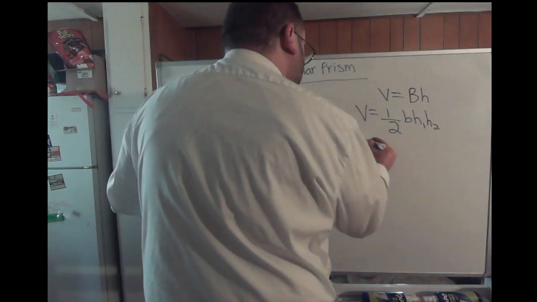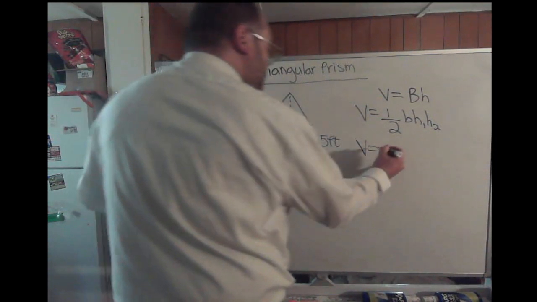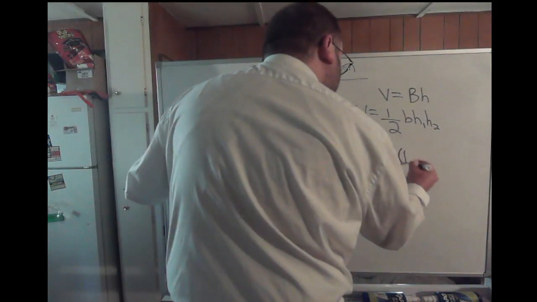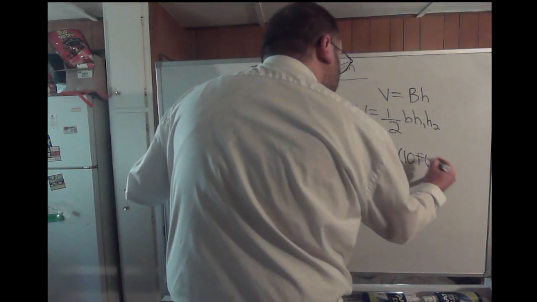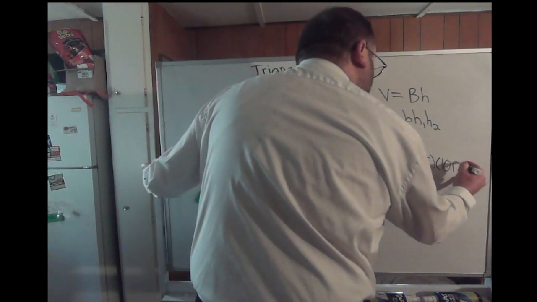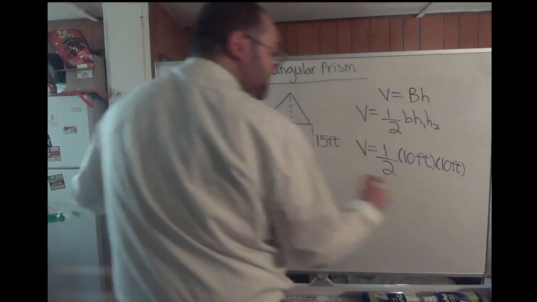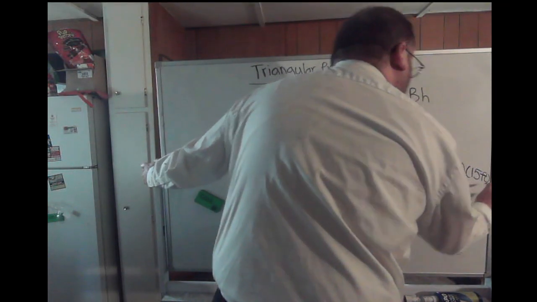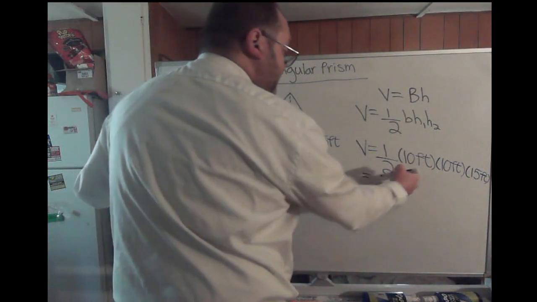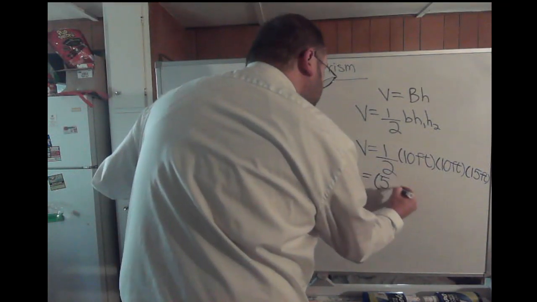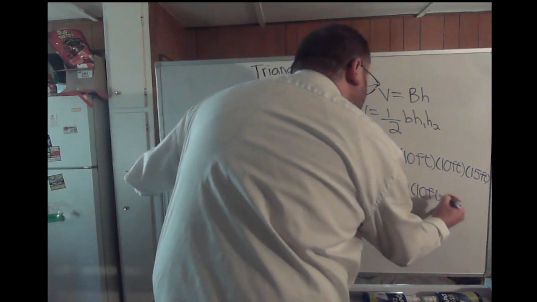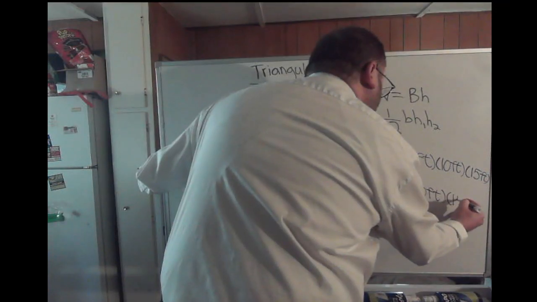So let's go ahead and take that volume. It'd be 1/2 times the length of that base of 10 feet times the height of the triangle, 10 feet, times the height of the prism being 15 feet. Alright, well, let's do the 1/2 times 10. That would give you 5 feet times 10 feet times 15 feet.